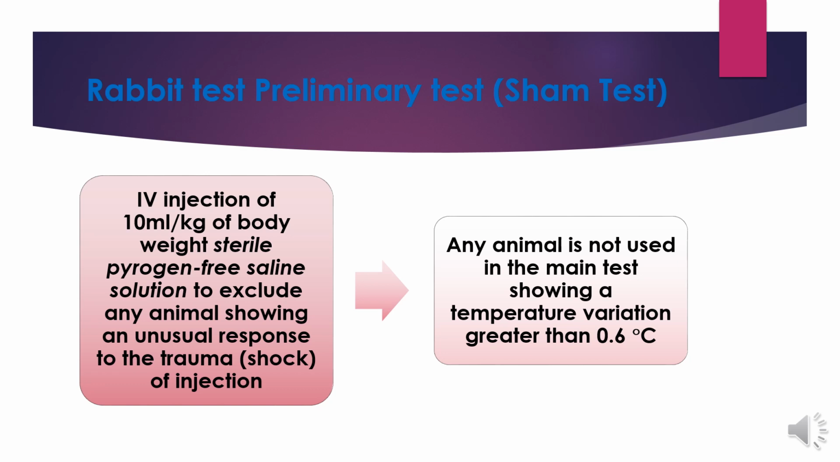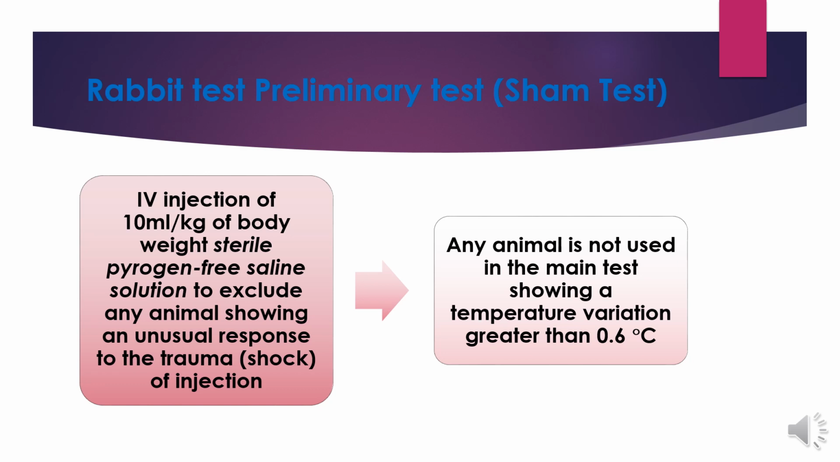Any rabbit that doesn't have the stamina to face even a normal pyrogen free injection may give you a false rise in body temperature in the absence of pyrogens. Therefore, any animal showing temperature variation greater than 0.6 degrees centigrade is not used in the main test. So this 0.6 is a very important parameter that is applied for this test.